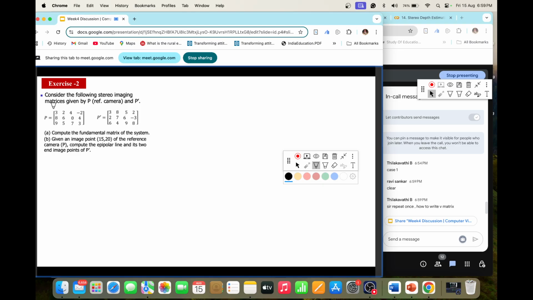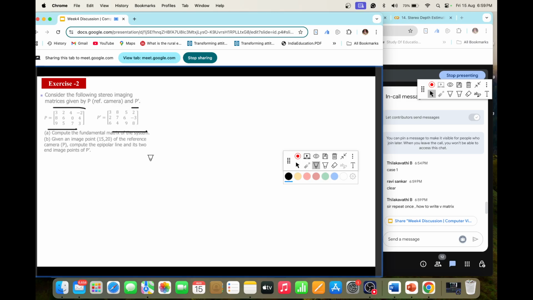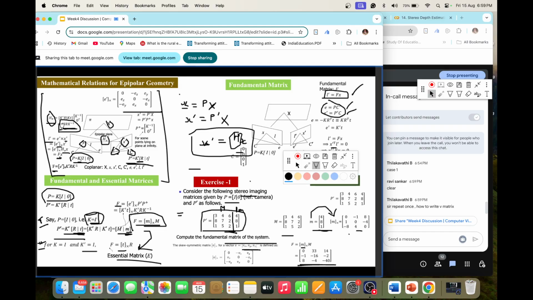Consider the following stereo matrices given by P and P dash. This is the P, this is the P dash. Please note that in the theory part, whatever we have discussed, our matrix is in the form [K|0] and K dash [R|T]. But here our matrix is not in the form [K|0]. If it were, our last column would be 0. But as the last column is not 0, definitely our matrix is not in the form [K|0]. Or this can be the form of K dash [R|T], but this is not in the form [K|0]. That means we cannot put this H formula directly.